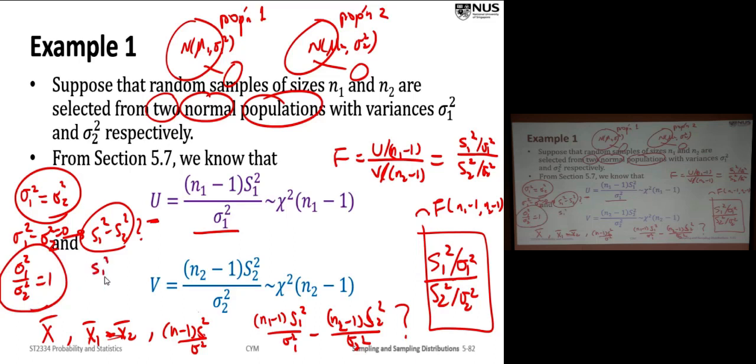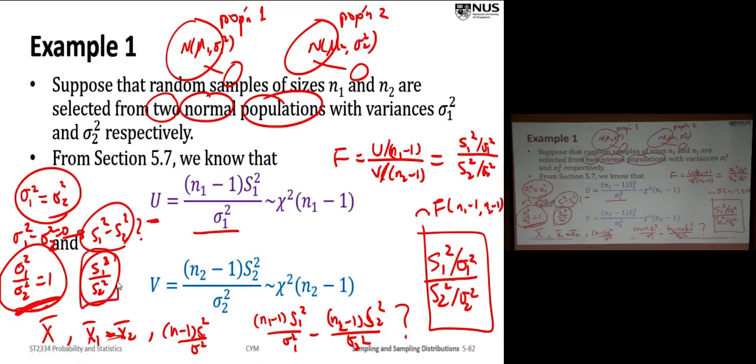So we look at S1 squared over S2 squared. If the two variances are the same, then S1 squared over S2 squared will follow an F distribution. Then we draw the sample, get the realization of S1 squared over S2 squared, and compare with the F distribution.